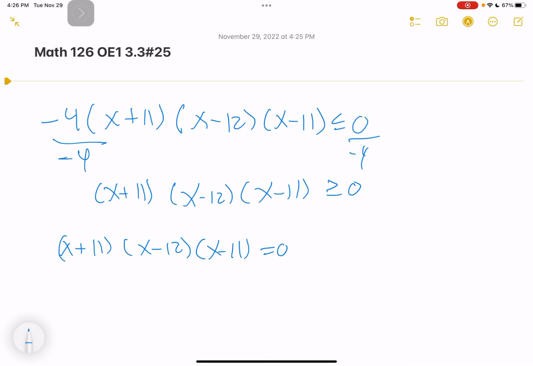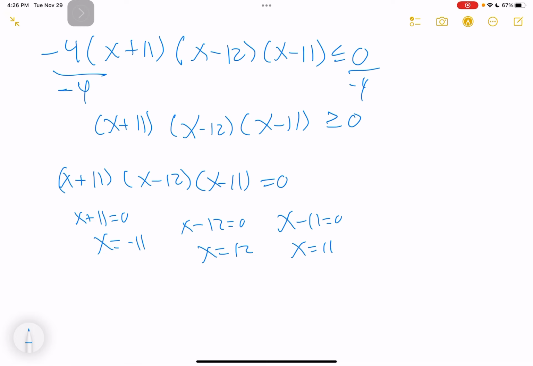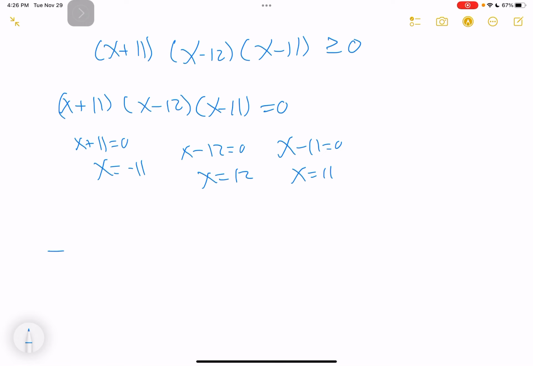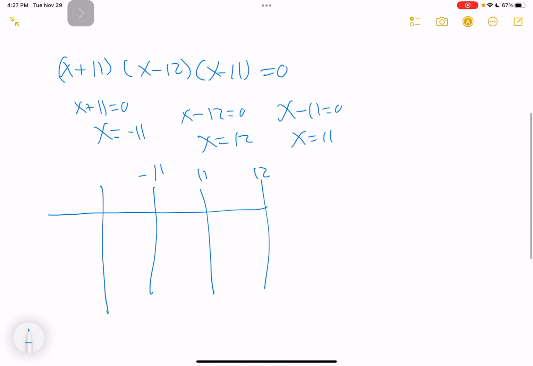That's what we're after, where this graph will produce values greater than or equal to 0. So I'm going to look at setting it equal to 0 to find where my zeros are. So I have x plus 11 equals 0, or x equals negative 11. X minus 12 equals 0, or x equals 12. And x minus 11 equals 0, or x equals 11. So if I'm looking at my chart of values, I'm going to have negative 11, 11, and 12. Remember, it goes from small to large. My factors are x plus 11, x minus 12, and x minus 11.